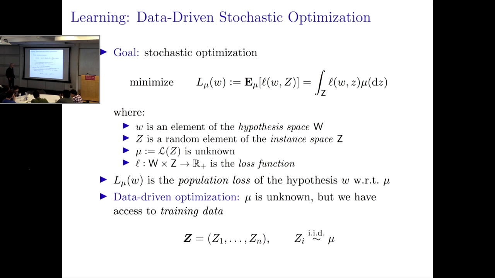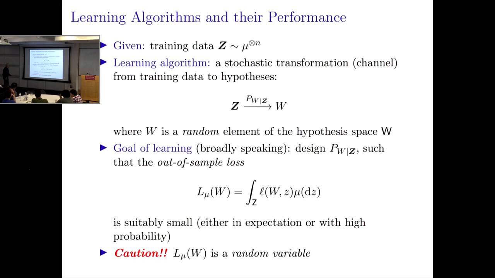The learning comes about from the fact that instead of having access to enough knowledge about mu, we are given n IID copies of Z. I'm going to use this bold Z to denote this random tuple consisting of n IID copies from mu. And this is where the learning algorithm comes into play. What we're given we call training data.